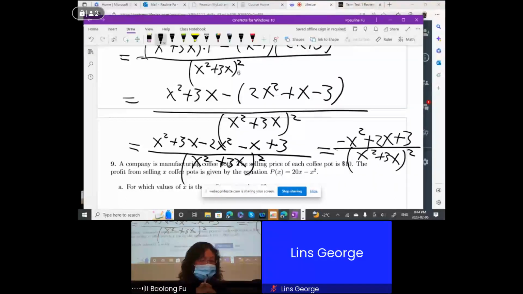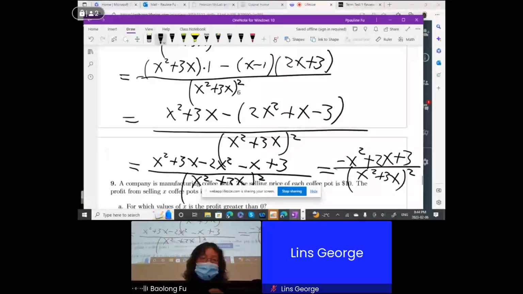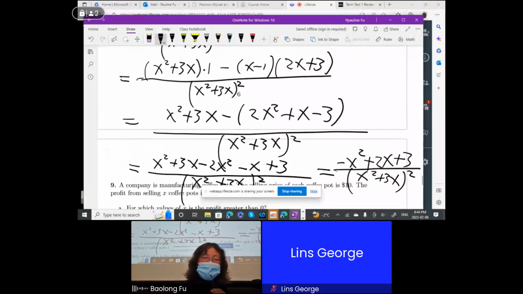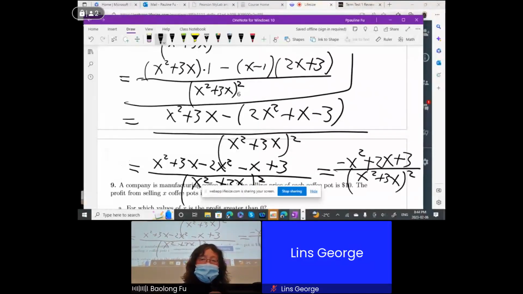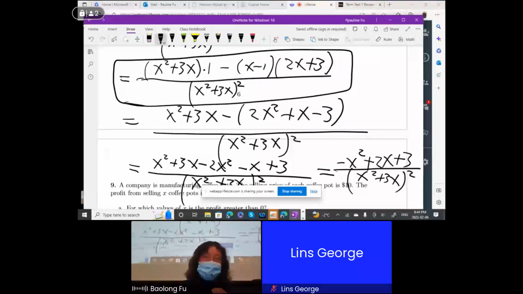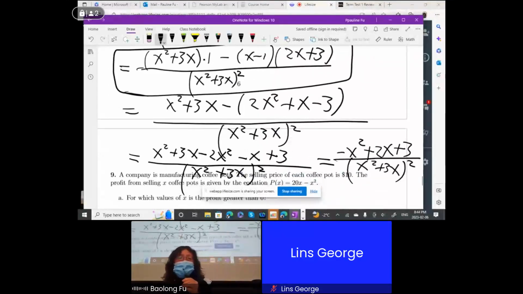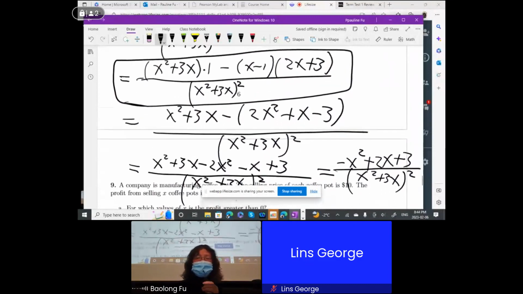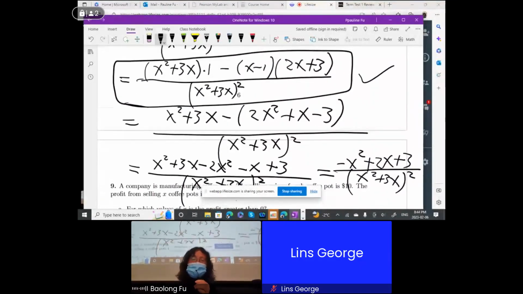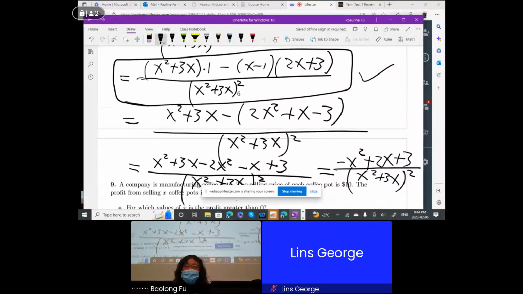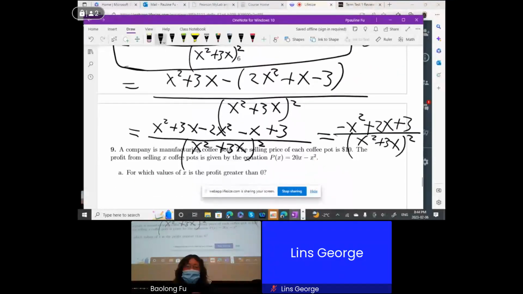Any questions? Actually, the question asks you not to simplify. So if you stop at this step, it's also considered correct. Because the question said do not simplify, that saves you some time. Okay. So if you stop here, that's also correct. Questions?